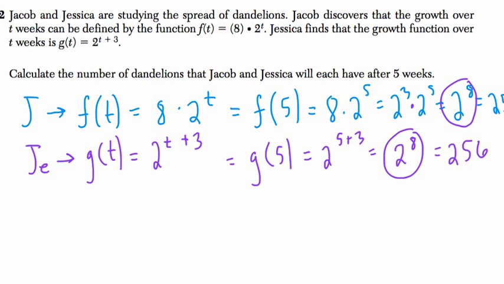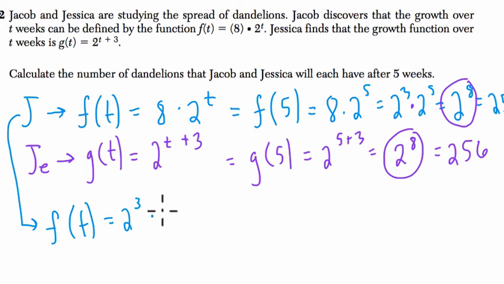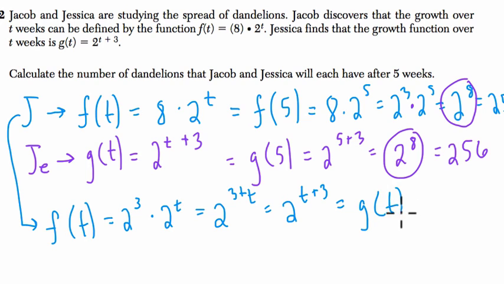In general, let's just rewrite Jacob's equation, right, from the very beginning. f of t equals 8, that's 2 to the 3rd, times 2 to the t. And what does that equal? Well, in laws of exponents, we add the two exponents. So that's 2 to the 3 plus t. But addition is commutative, so that's 2 to the t plus 3. And that is g of t, right? So we can use the laws of exponents to show that these two things are, in fact, equal.